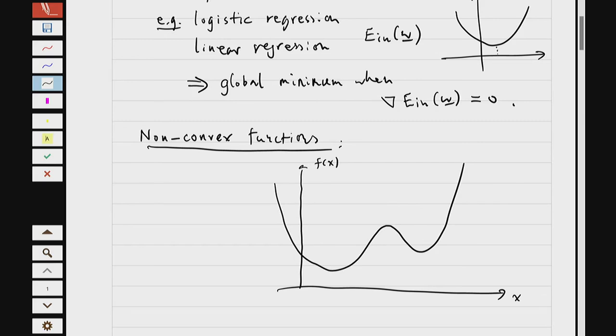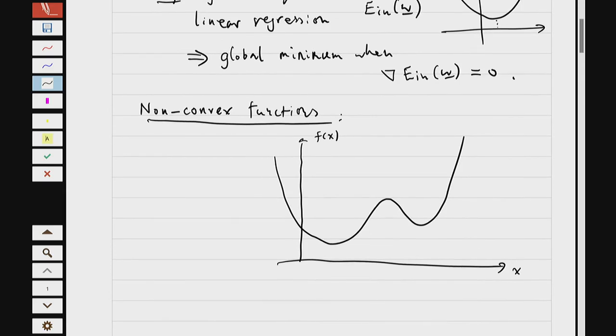This will be non-convex. And you notice that we don't have a single point where the gradient equals 0 anymore, right? In this example, we have 3 different points where the gradient or the slope will be 0. The derivative is 0. So if you look at where the gradient of f(x) equals 0, you see 1 of them, 2 of them, 3 of them.